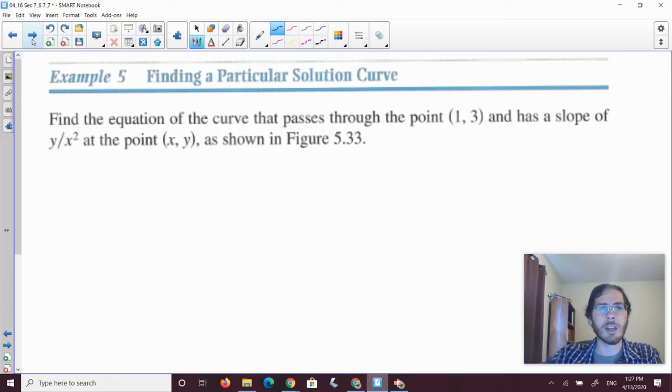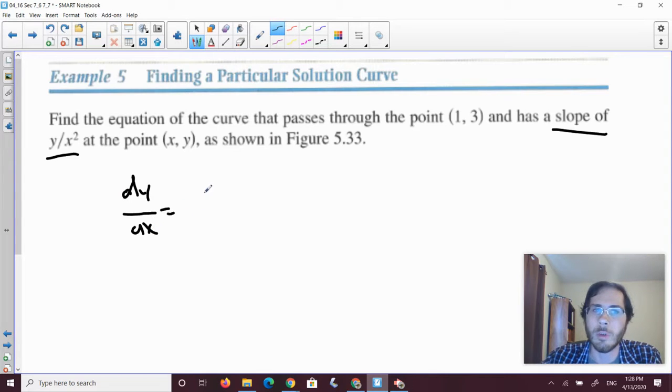So the last one I want to check out is one more example with the whole shebang. We want to find the equation of a curve that passes through (1, 3) and has a slope of y over x squared. So we have to interpret this from the situation. Since we have a slope of y over x squared, that means that dy/dx, which is the slope, is y over x squared. All right, seems pretty good.